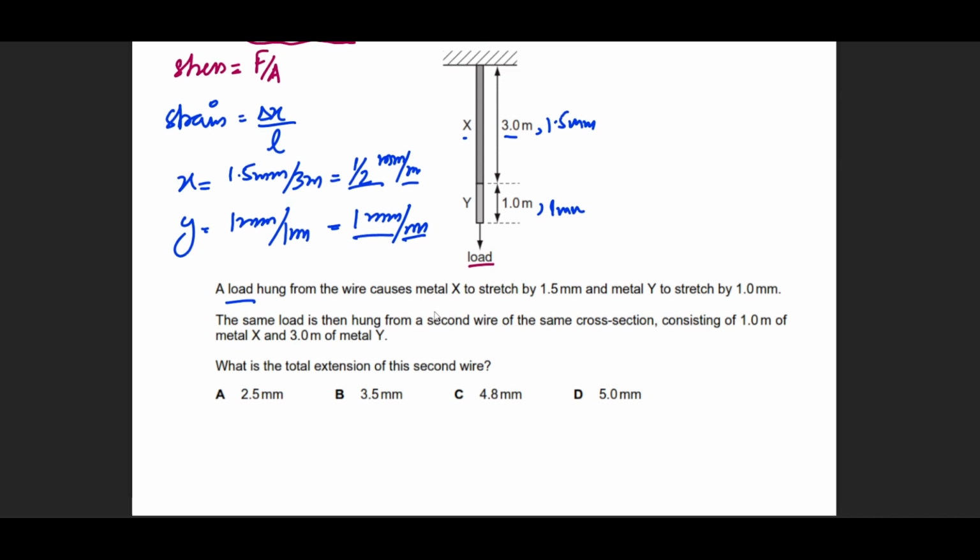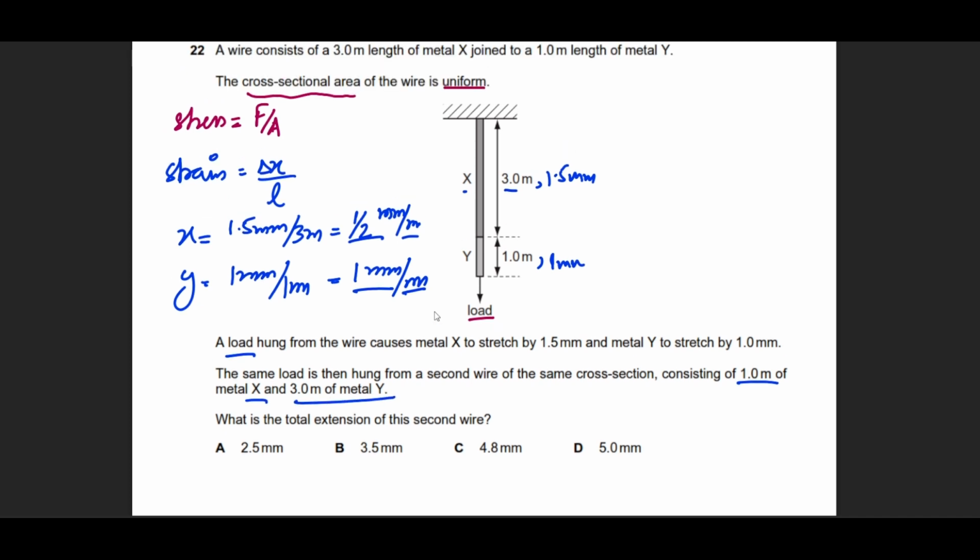Now he says that a new section of wire is prepared that has 1 meter of x and 3 meters of y. So if we make this situation again, we have 1 meter of x, so the length of total x is 1 meter. And from this point onwards, we have y that has a length of 3 meters. Now we know that y stretches a bit more, because this stretches 0.5, this stretches 1 millimeter.